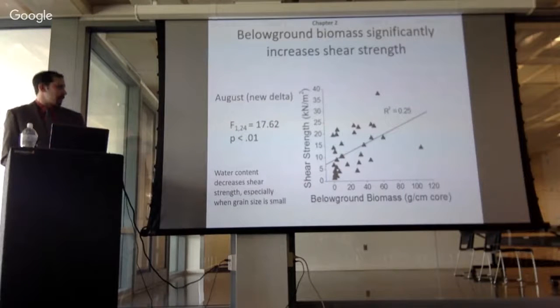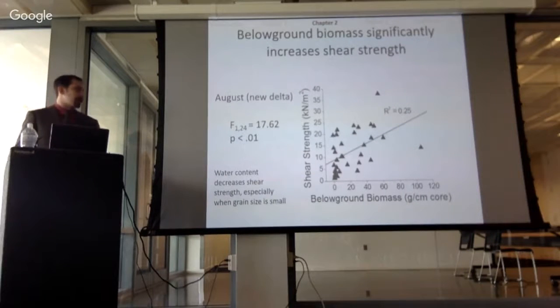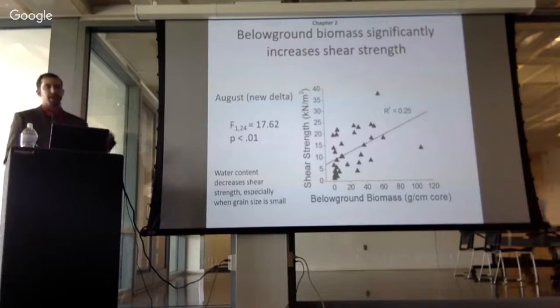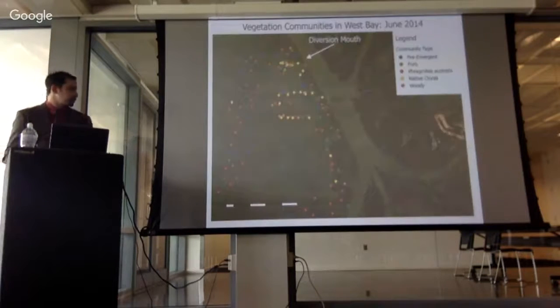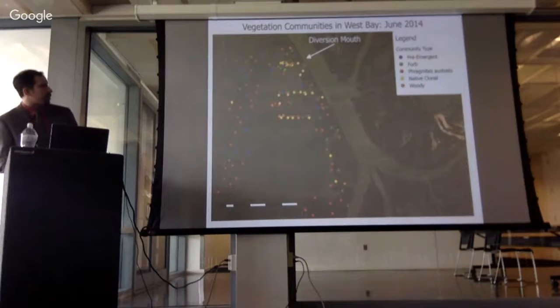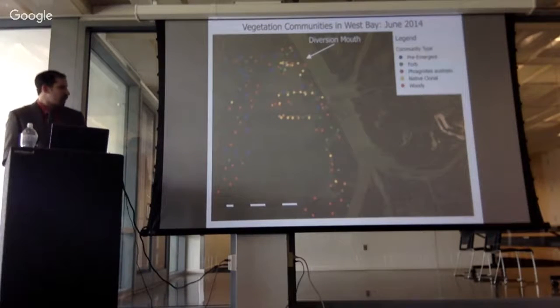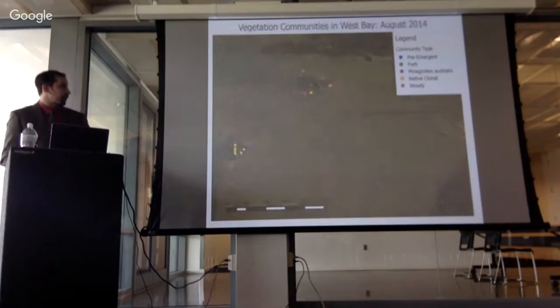So I did see a significant effect of below ground biomass on that shear strength. It did only account for 25% of the variation, but that was sort of to be expected because all these other physical factors also affect shear strength. Additionally, it had a significant negative effect of increasing water content on shear strength, especially at those small, muddy grain sizes. This is just real quick how those different community types were distributed throughout the bay as a whole, along with on those newly formed islands.